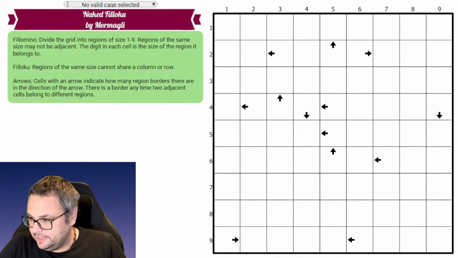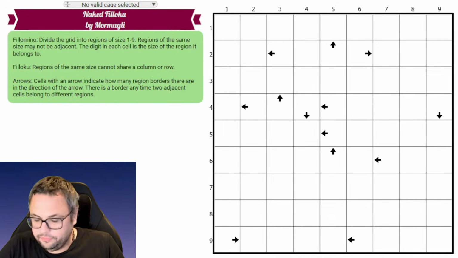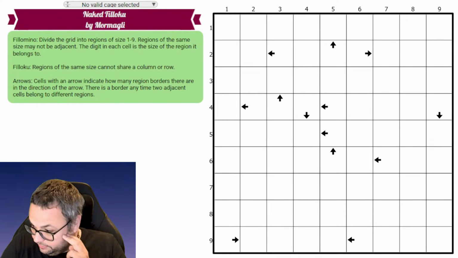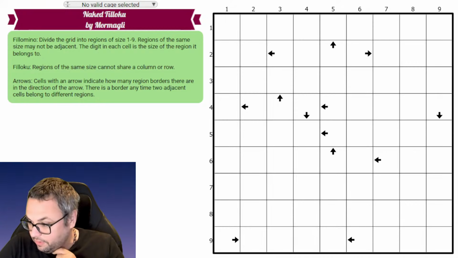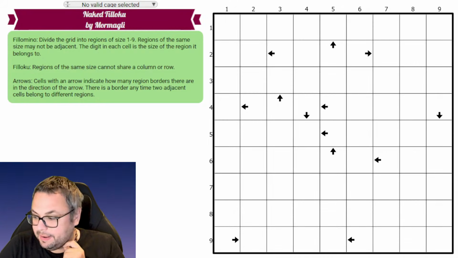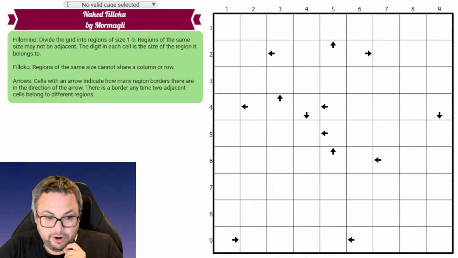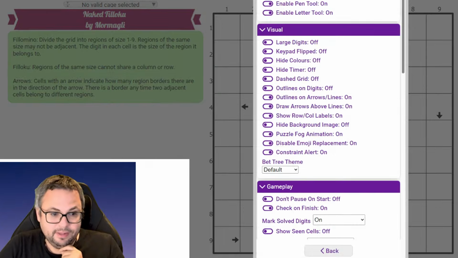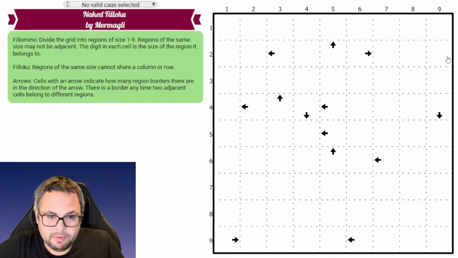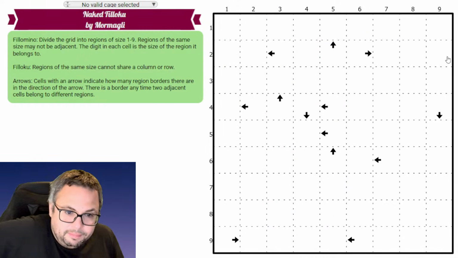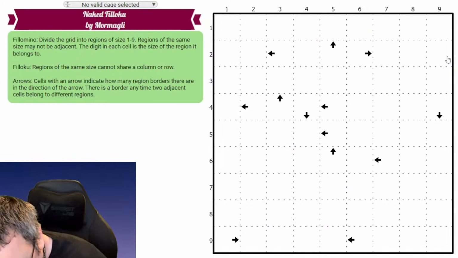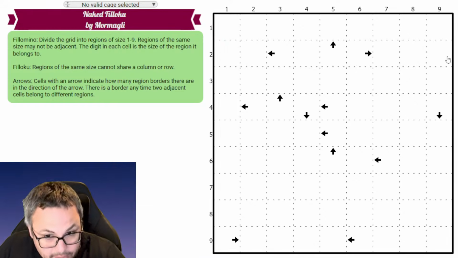We get to start today with the most voted on puzzle from the bucket. Today's puzzle was voted for by David, Math Pesto, Russ, Josh, and Luda. It is a Fillomino by Mormagli. I haven't seen Mormagli around much recently, but Mormagli has made some excellent puzzles. So let's see what we've got going on here.